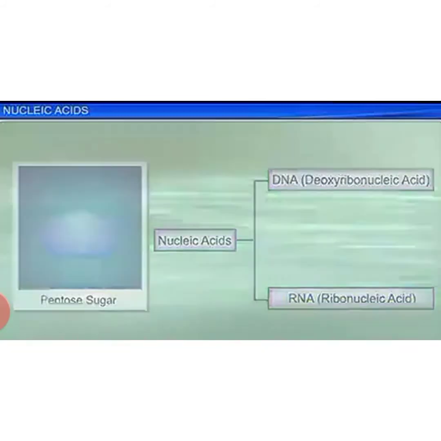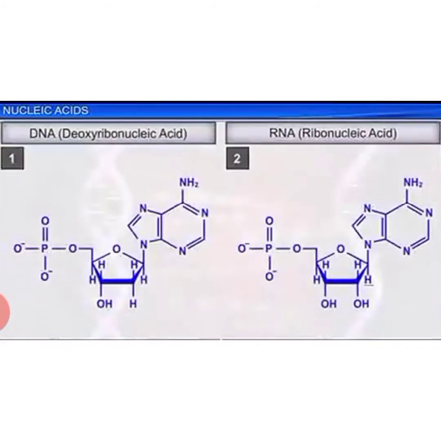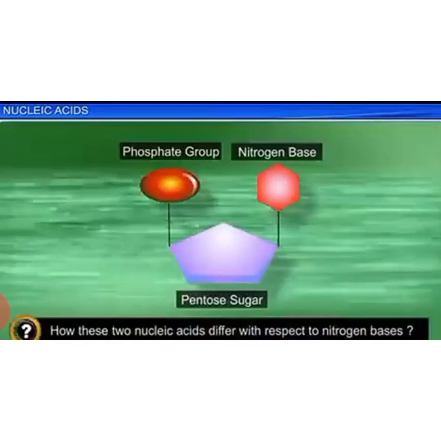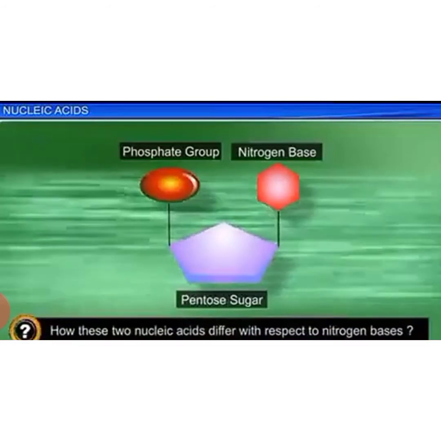Examine structures 1 and 2 given here. From the structures, we can say that in DNA, the sugar is beta-D-2-deoxyribose, whereas in RNA, the sugar is beta-D-ribose. Let us now look at how these two nucleic acids differ with respect to nitrogen bases.